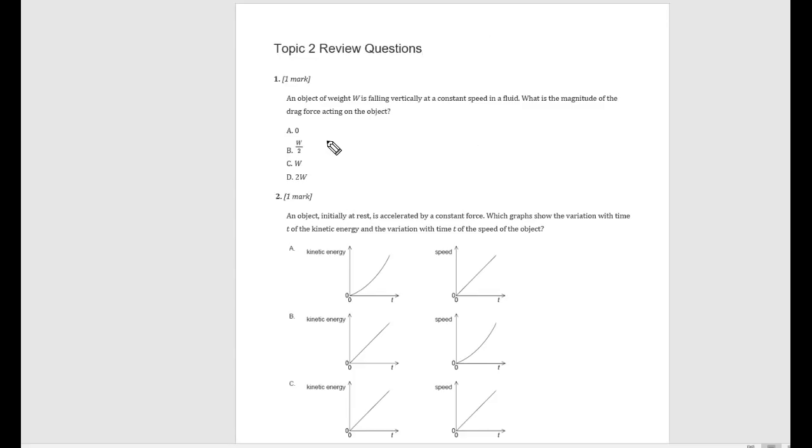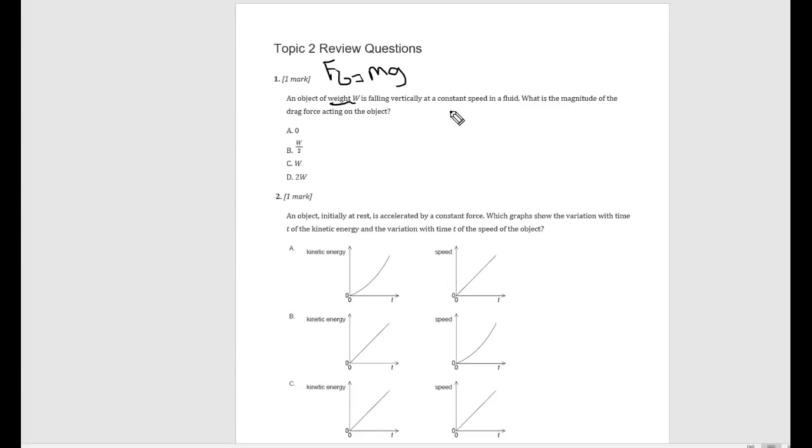So the first question says, an object of weight W is falling vertically at a constant speed in a fluid. What is the magnitude of the drag force acting on the object? The first thing you need to know is, according to IB, weight is the force of gravity. The force of gravity on an object is the mass of the object times g, where g is the acceleration due to gravity. So when it says W, it's really talking about mg.